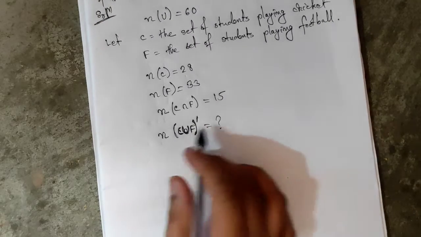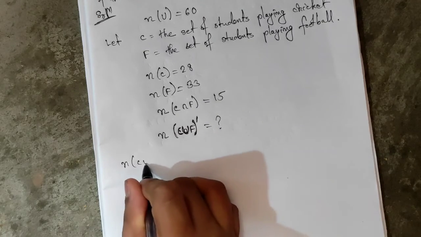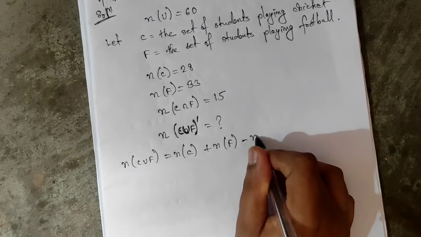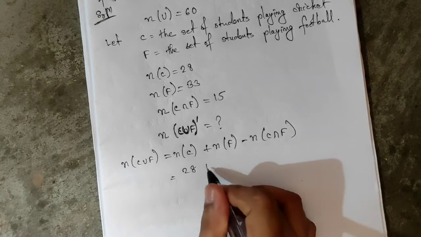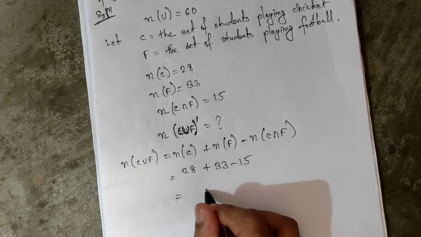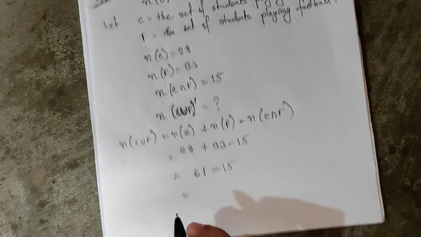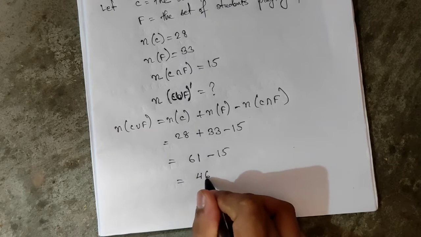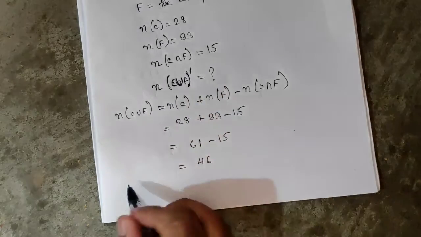Now we will first find n of C union F, then subtract it from n of U. So n of C union F equals n of C plus n of F minus n of C intersection F. Just put the values. n of C is 28 plus 33 minus 15. 28 plus 33 is 61, minus 15. So n of C union F is 46. Cleared?